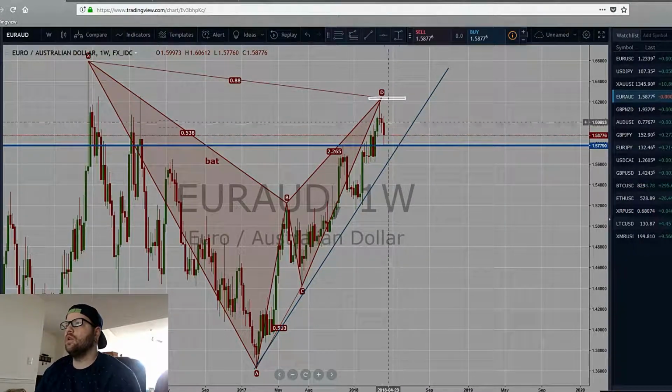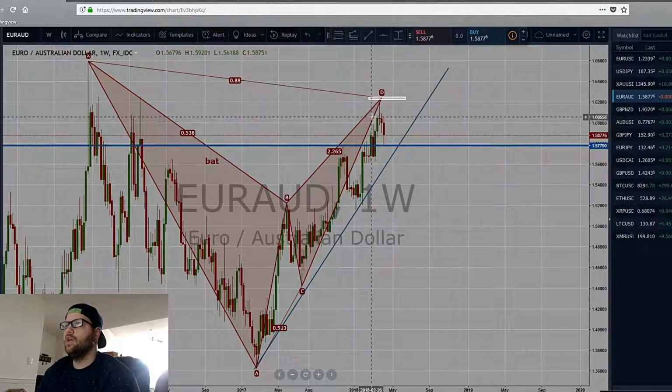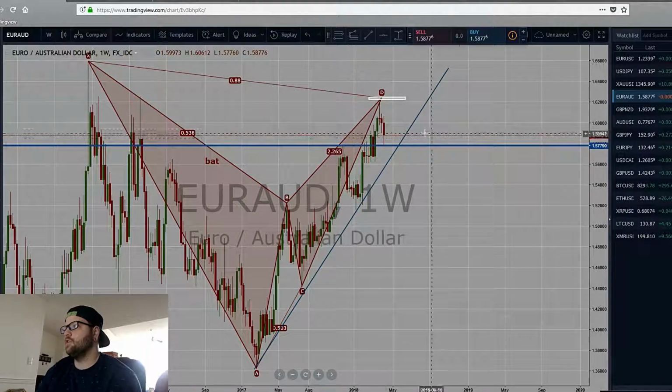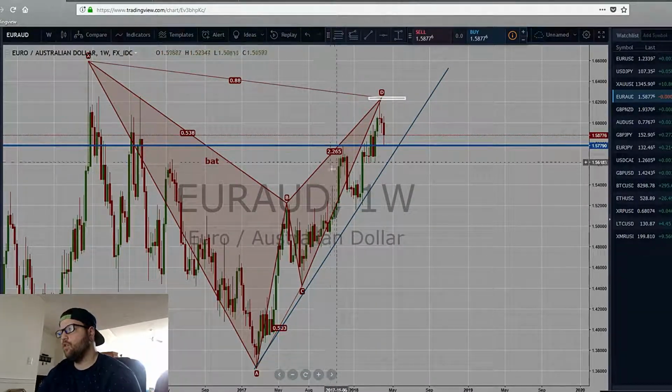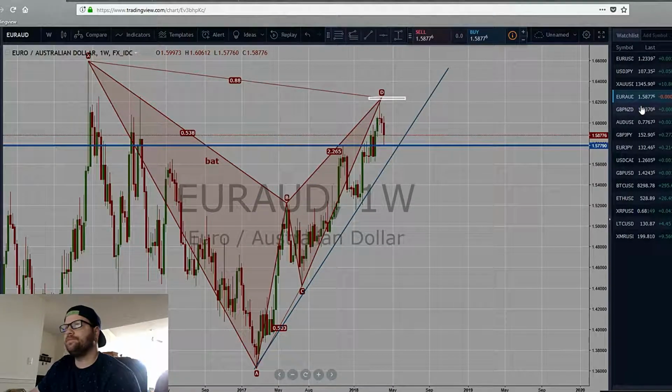What we're looking for is a completion of this bat pattern. The completion zone is really, really small, and it almost got there, not last week, but the week before that, but did not quite reach it. So we are still waiting on the completion of the bat pattern before anything else.